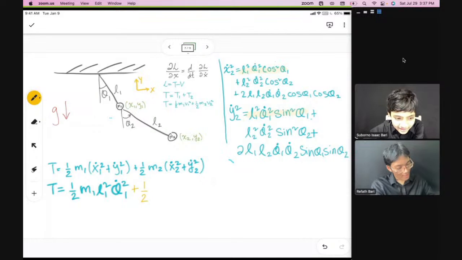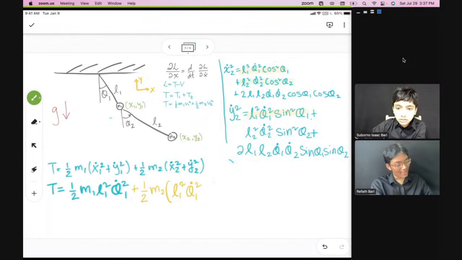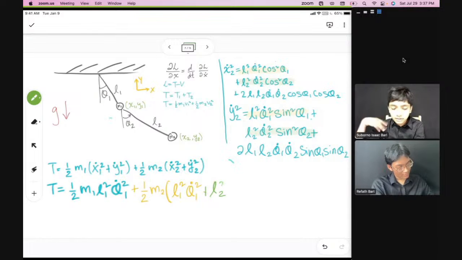So half m2, and then what should I write in the parentheses? You should write L1 squared, theta 1 dot squared. And then do you see anything else? Hint, hint. What is highlighted in green? L2 squared, theta dot 2 squared. And then finally, plus 2 L1 L2.